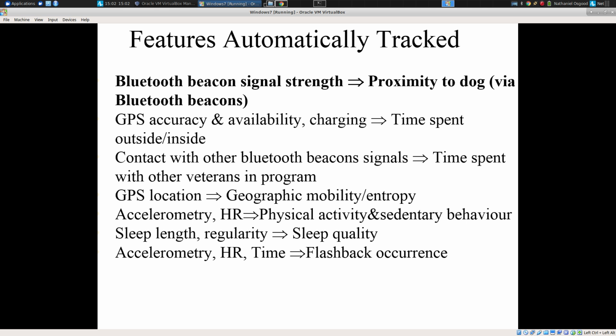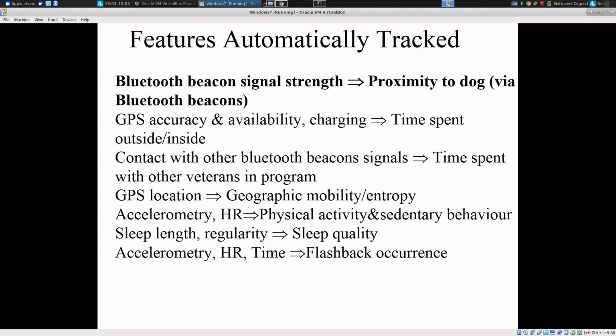We didn't do that for a study of this sort with dogs specifically and beacons. We want to keep it simple. With GPS location, we can know something about their entropy, the predictability of their routine. Are they going in a more predictable routine than early before the dog was trained? And we can look at their geographic mobility.